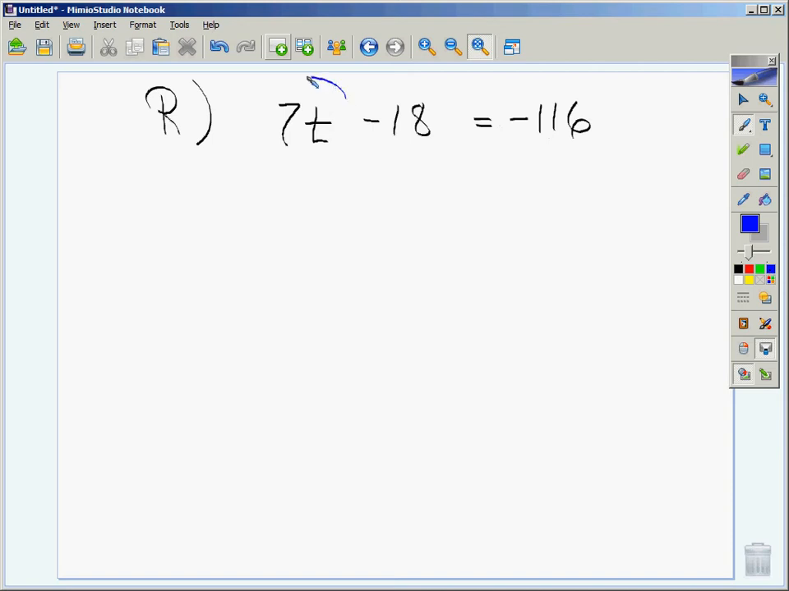I want to get the variable by itself. Here I've got to undo the subtraction. I undo subtraction with addition.